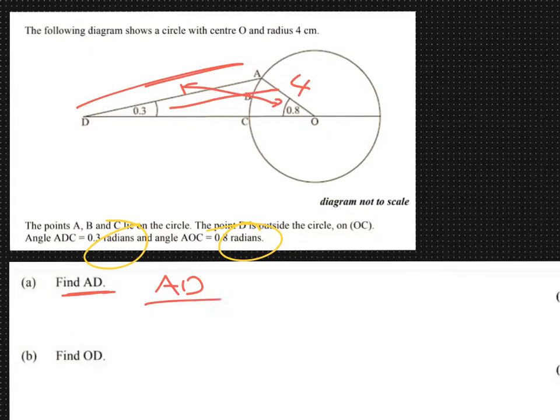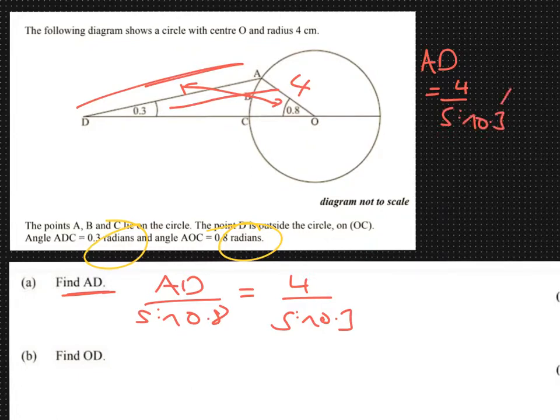So if we have AD over sine 0.8, we know that that will be the same ratio as the other pair we have, which is AO, which is 4 over sine 0.3. So we can just rearrange that to give us AD is going to be equal to 4 over sine 0.3 multiplied by sine 0.8, and that will give us an answer of 9.71. For part B, we are asked to find OD, which is going to be this length here.